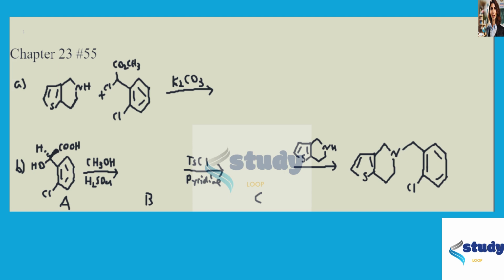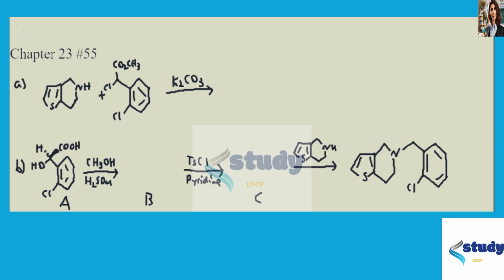This is the answer to Chapter 23, problem number 55 from the Smith Organic Chemistry textbook. This problem talks about Clopidogrel or Plavix. And so we're given this reaction for part A, and we're asked what is the structure of the drug. And then for part B, we're asked to fill in some intermediates and identify the configuration of the enantiomer that we make by that part B route.